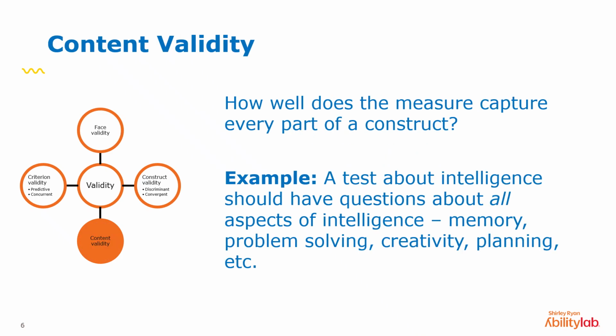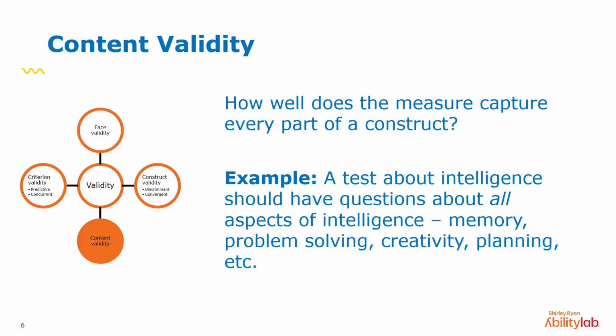Content validity examines whether a test or measurement covers the full range of the construct's domain. It answers the question, how well does the measure capture every part of a construct, and specifically assesses the comprehensiveness and representativeness of the test. For example, intelligence is a very complicated, multifaceted construct. A test that only asks questions about memory would not produce results representing overall intelligence. A test of intelligence should have questions about all domains of the construct: memory, problem solving, creativity, planning.